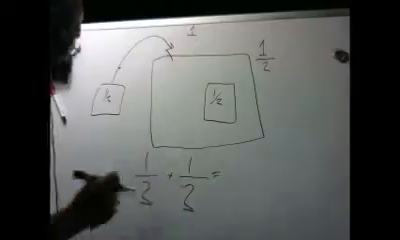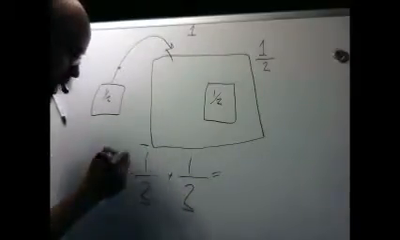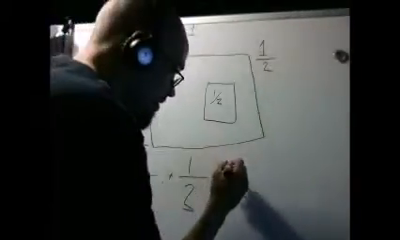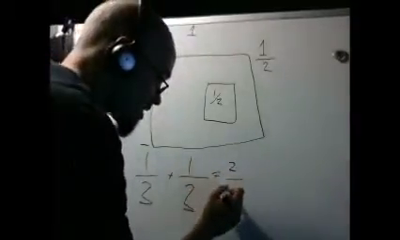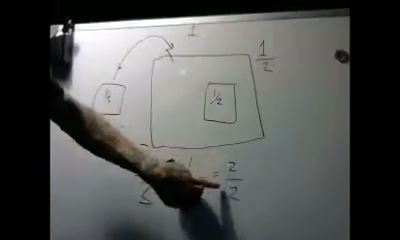So since the numbers are the same, we simply add the numerator, which is the top numbers. So we add 1 plus 1, which gives us 2. The denominator stays the same, which gives us a 2 in the denominator. Now, this is the fraction 2 over 2.